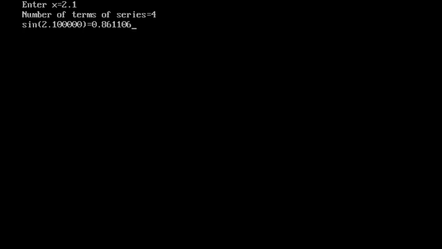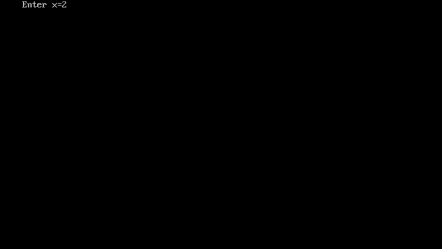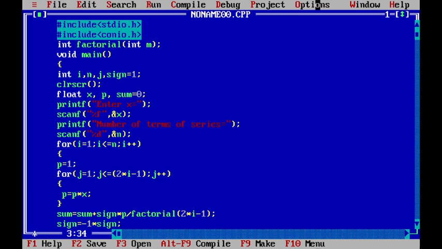Now if you increase the number of terms, then you will get the correct sine value. But since it is an integer, we can determine only up to 6 or 7 factorial, because the range of integer is 32,000. If we run one more time, and if you take here 2 and number of terms say 5, then yes, it is okay. Up to 5 it is okay. But next we cannot take more terms. In that case, if you want to take more terms, then declare here long int. Thank you.